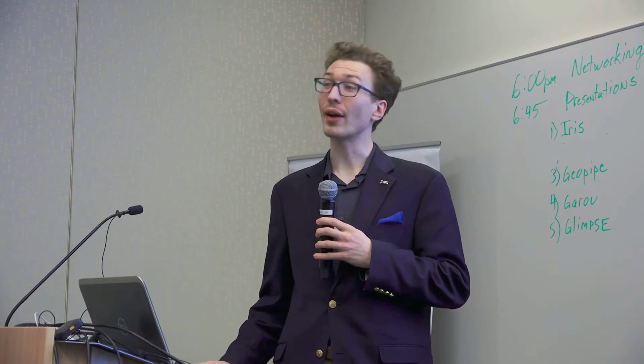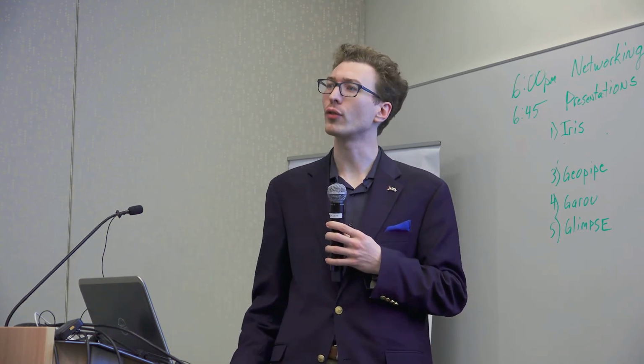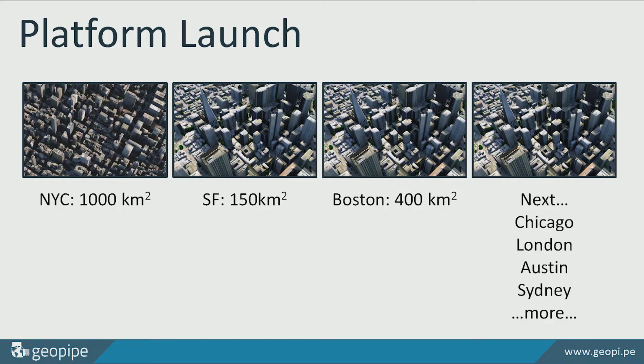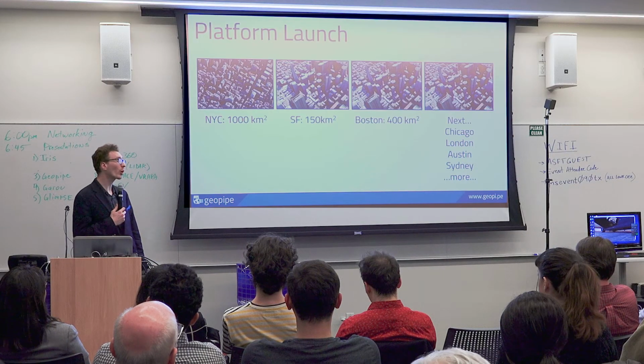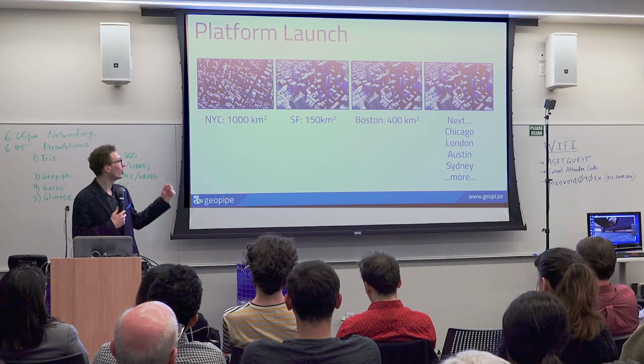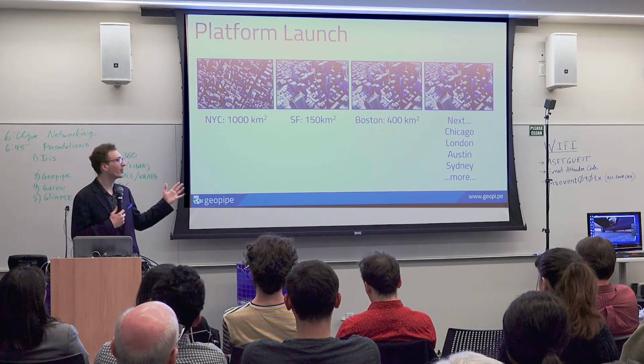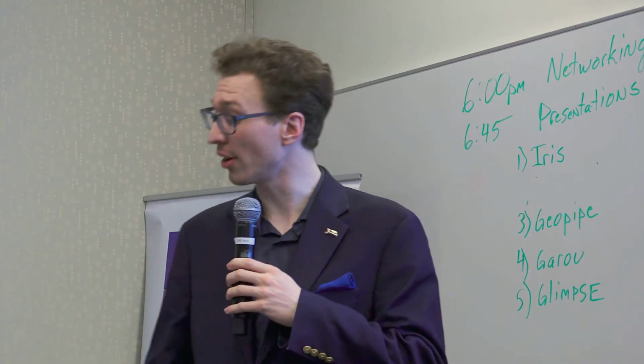We have recently launched our platform with the first few cities that we focused on to build out the level of detail we're producing before we go broad on the geographic coverage. We have models of New York City, San Francisco, Boston, and based on the current beta customers that we're working with, we're also working on building out Chicago, London, Austin, Sydney, and many more. So if you have a city that you need to get a 3D model of, let us know.